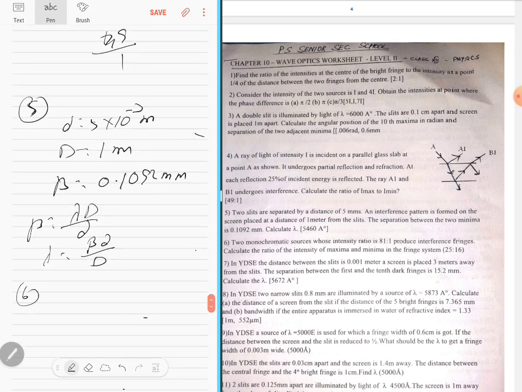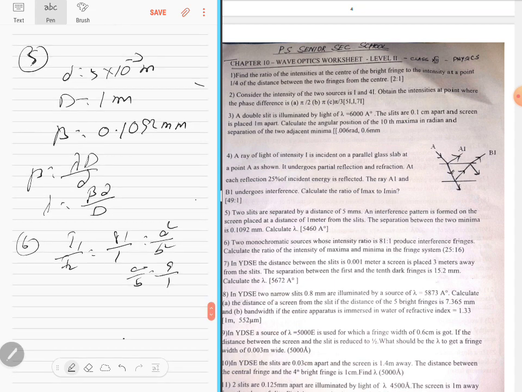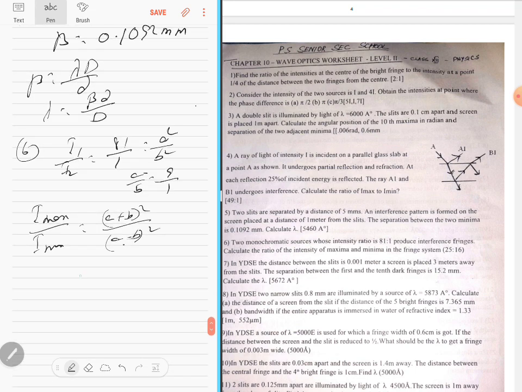The two monochromatic sources whose intensities are in the ratio I1 by I2 is 81 is to 1, and immediately I'll write it as A square by B square, which gives A by B equal to 9 is to 1. They produce interference. Calculate the ratio of intensity maxima, I max by I minimum. I'll do it as (A plus B) the whole square by (A minus B) the whole square. And you can take B square out and B square out and cancel it.